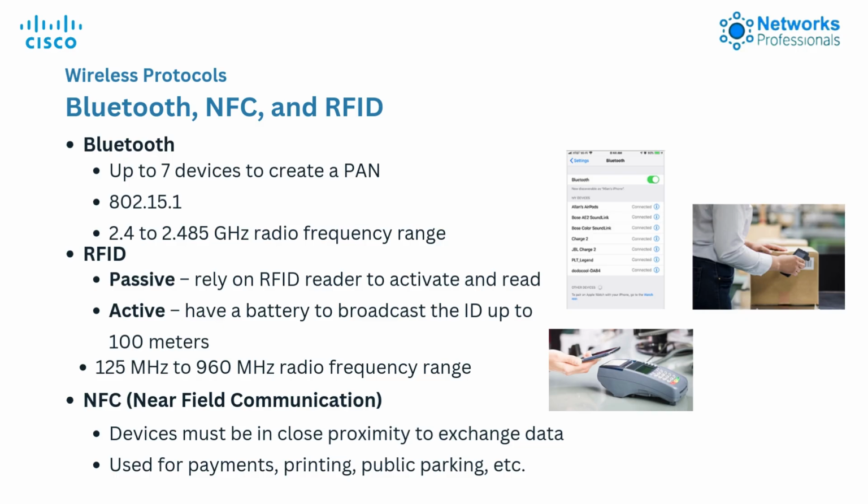RFID, radio frequency identification. Purpose: used to identify and track objects using tags and readers. Types: passive RFID has no battery. The RFID reader activates the tag and reads its data. Active RFID contains a battery and broadcasts signals up to 100 meters. Frequency range: operates between 125 MHz and 960 MHz depending on the system. Use cases: inventory tracking, ID cards, pet microchips, supply chain management.